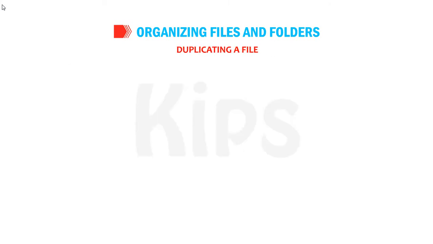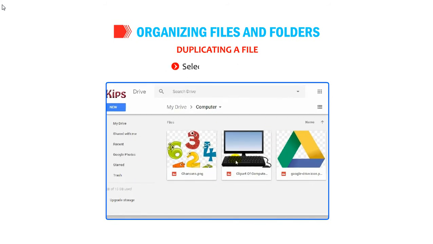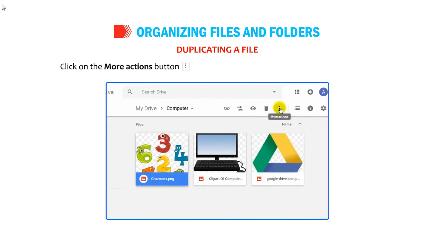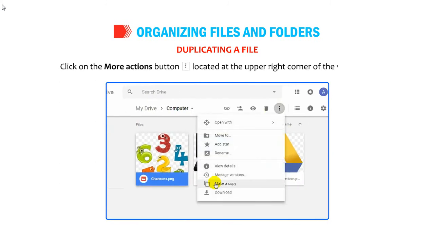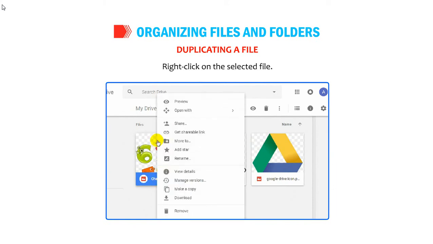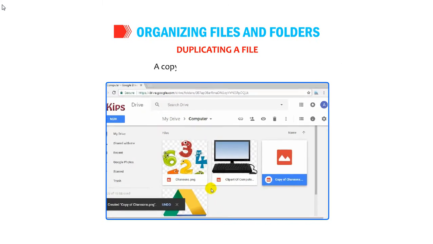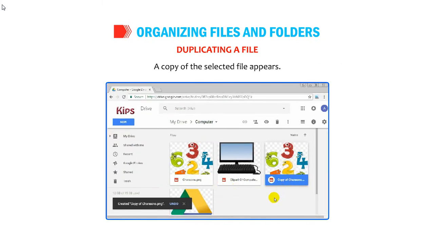Duplicating a file. To create a duplicate copy of your file, select the desired file. Click on the More Actions button located at the upper right corner of the web page, or right-click on the selected file. Select the Make a Copy option from the displayed list of options. A copy of the selected file appears.